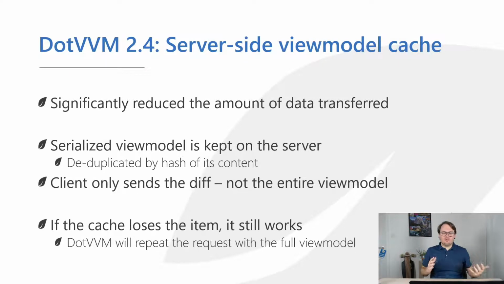And also the cache items, the viewModels, are deduplicated by the hash of their content. So if there are a million users who are using the same viewModel, the same content in the viewModel, it won't be stored a million times in the cache. It will be stored there only once, which is great for almost static pages or pages that don't change so frequently, because it will save a lot of memory.